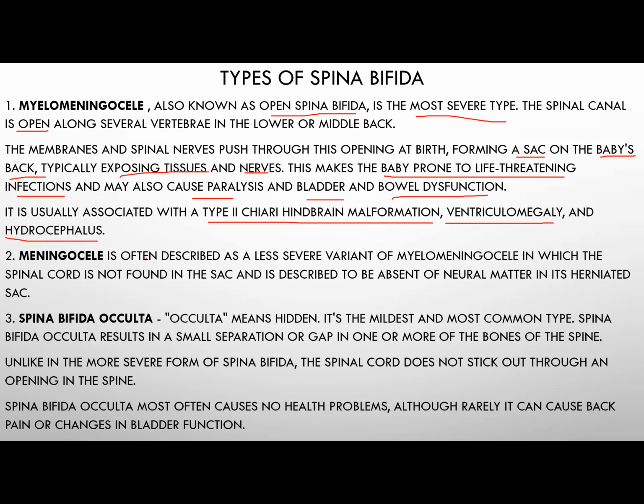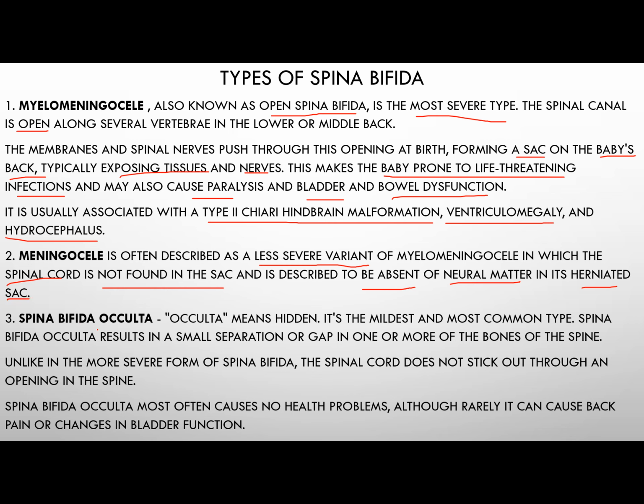Then we have your meningocele. So meningocele naman, class, is often described as a less severe variant of myelomeningocele, in which the spinal cord is not found in the sac and is described to be absent of neural matter in its herniated sac.